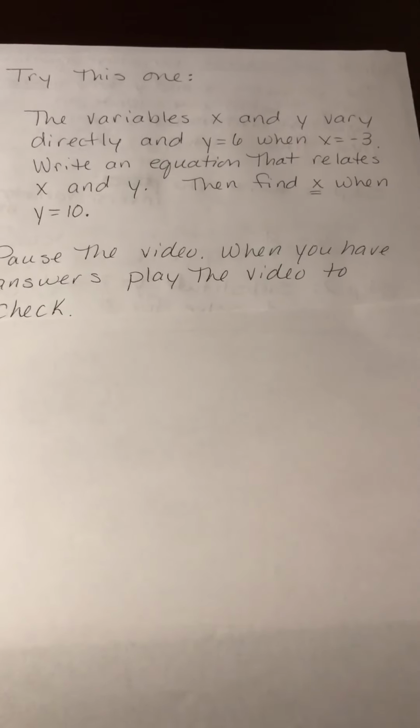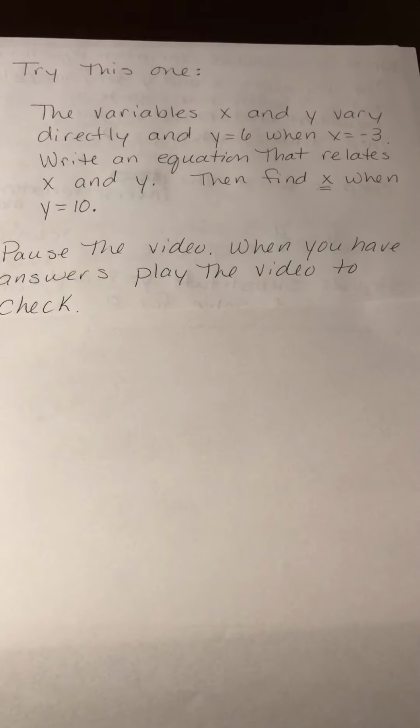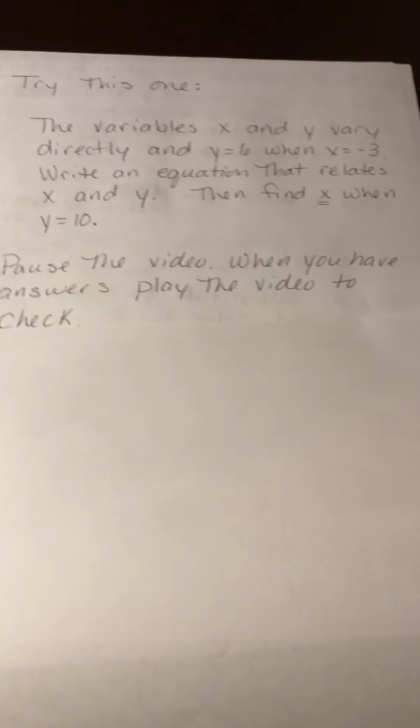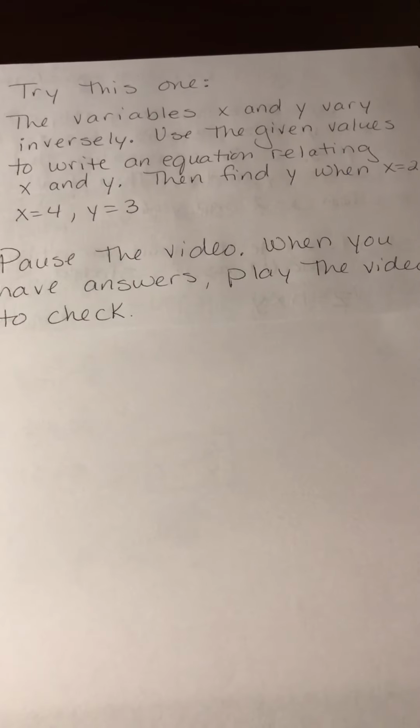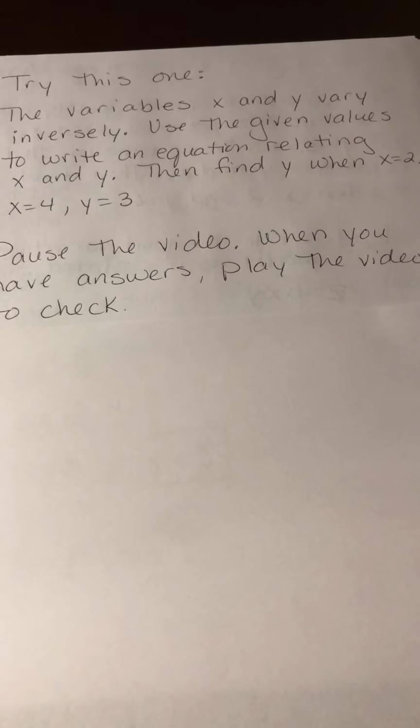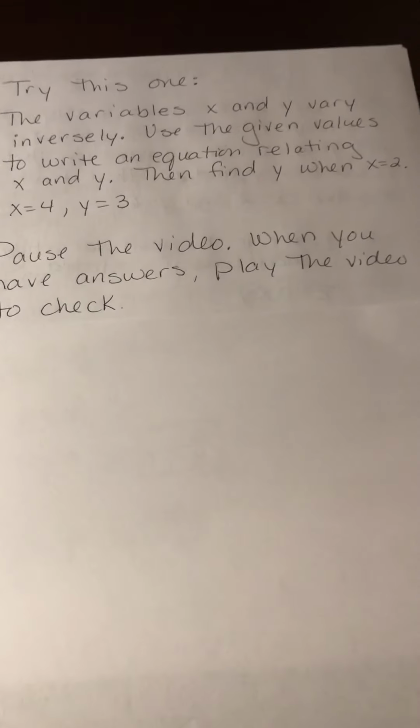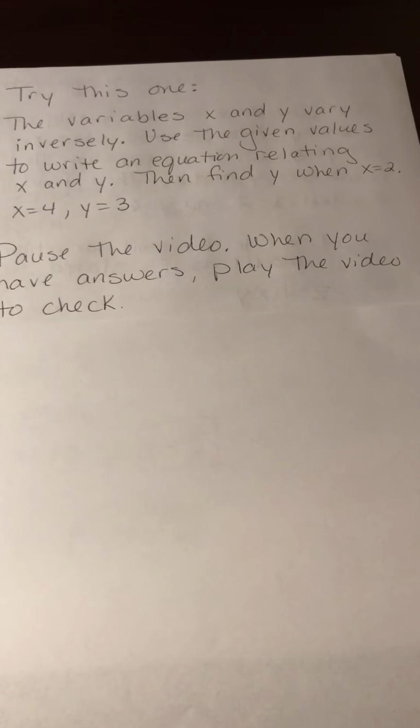So this time I have the variables x and y vary directly. Whoops, I'm sorry. Wrong one. I just did that. I apologize. All right, here we go. The variables x and y vary inversely. Use the given values to write an equation relating x and y. Then find y when x equals 2.